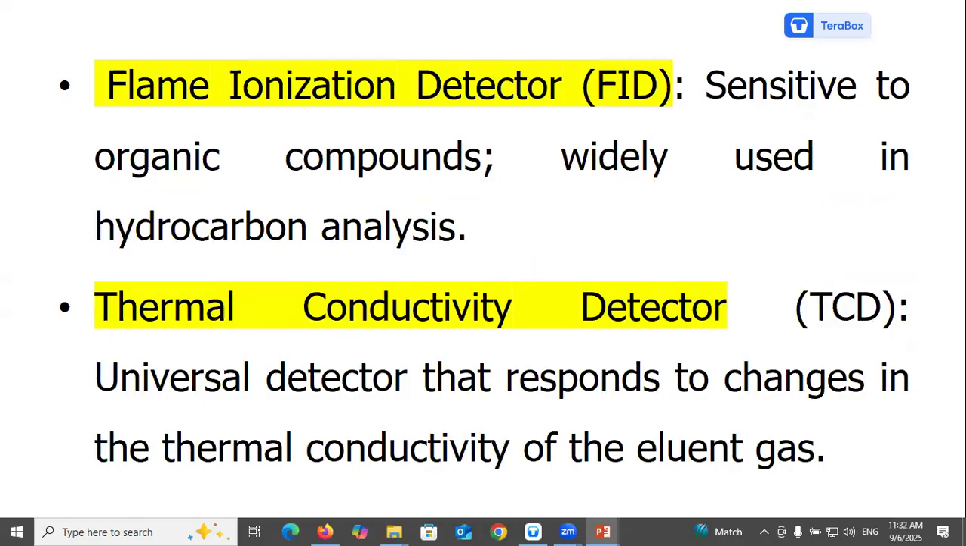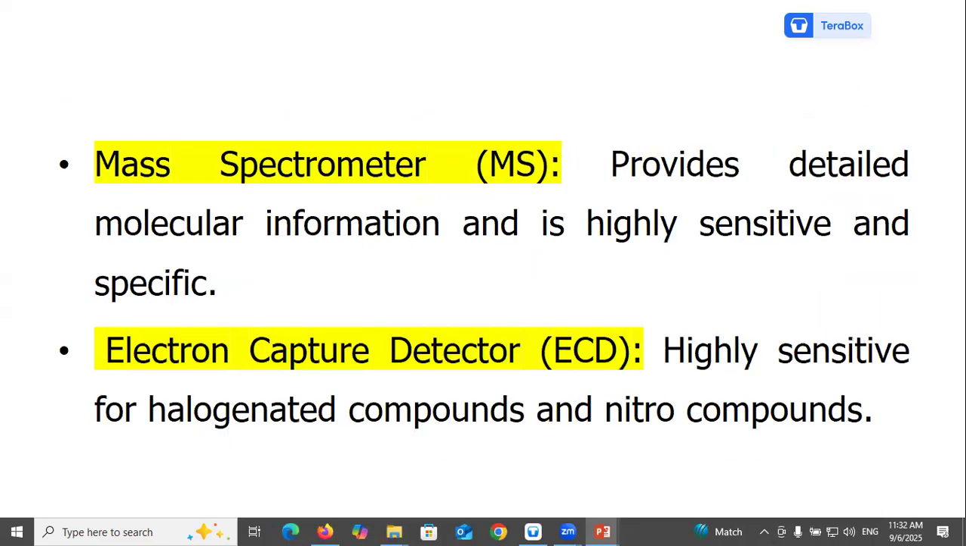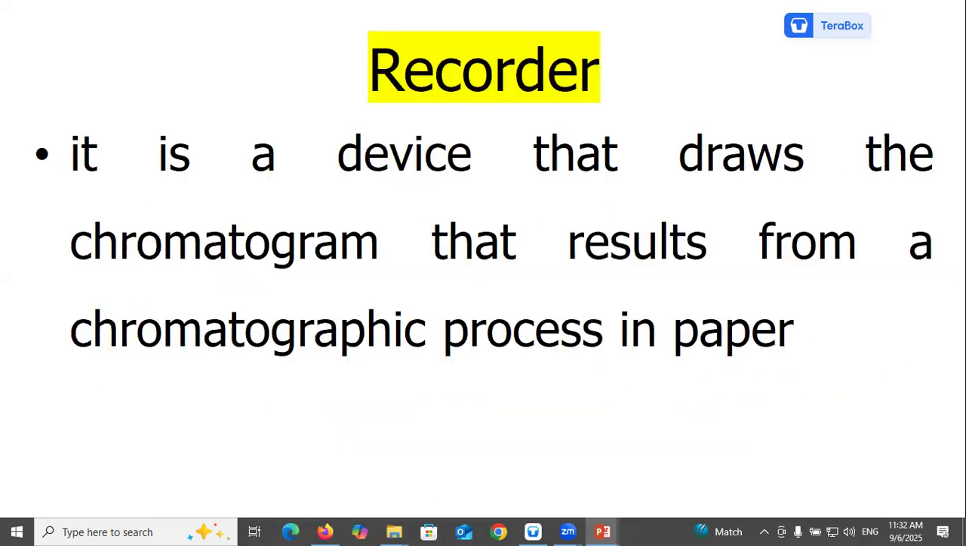Flame ionization detector: sensitive to organic compounds, widely used in hydrocarbon analysis. Thermal conductivity detector: a universal detector that responds to changes in thermal conductivity of the eluent gas. Mass spectrometer: provides detailed molecular information and is highly sensitive and specific. Electron capture detector: highly sensitive for halogenated compounds and nitro compounds.